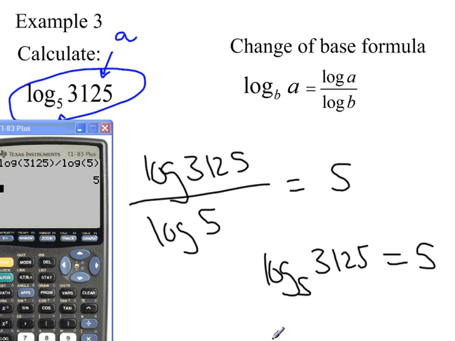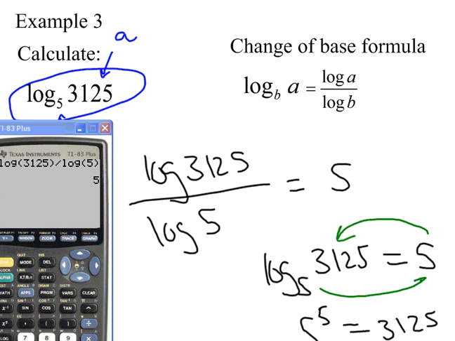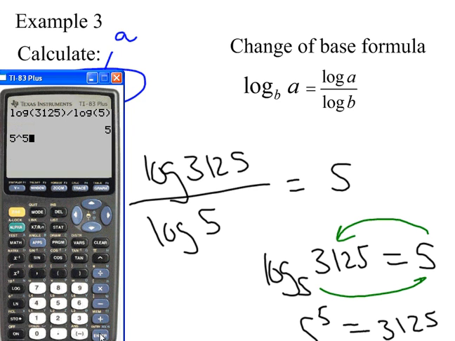Now there's a couple of ways you can check this. One way to check it is to put this back in exponential form, and that would be 5 raised to the 5th power. Check if that equals 3125. Let's see. So 5 raised to the 5th power, that is indeed 3125. That's one way to check it. Another way to check it is with the change of base formula and just do log 3125 over log 5 and make sure that gives you 5.